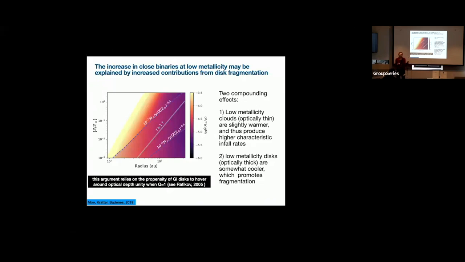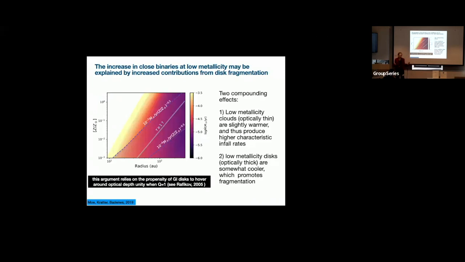What that means is that as you go to lower and lower metallicities, you can marginally increase the rate at which you cool by going from optical depths of a few to optical depths of order unity. And so we think what may be going on is that you're just increasing the number of disks that are able to cool efficiently enough to undergo fragmentation by just slightly cranking down the metallicity.